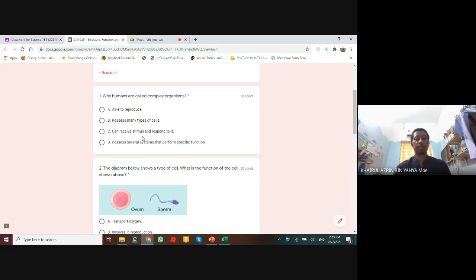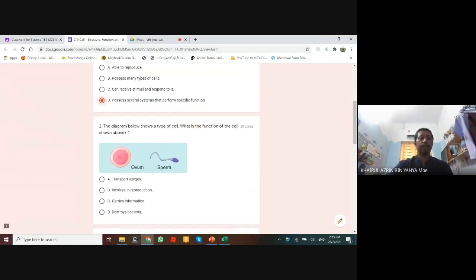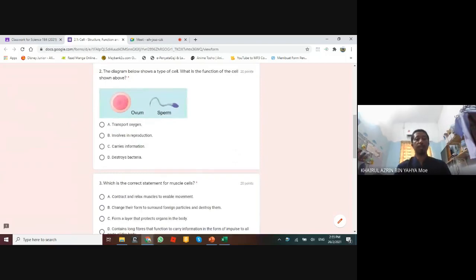C, can receive stimuli, dapat menerima rangsangan, and respond to it, dia bertindak balas. Or D, possess several systems that perform specific function. Okay, so the best answer here actually is D, human possess several systems that perform specific function. Okay. Number 2, this is ovum and this is sperm.